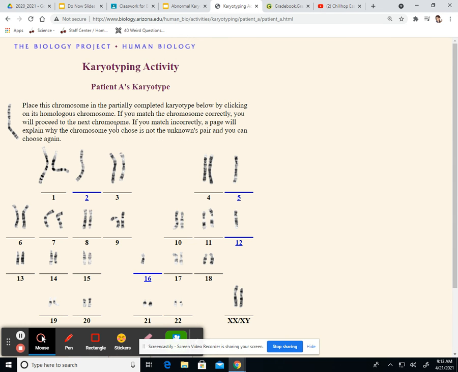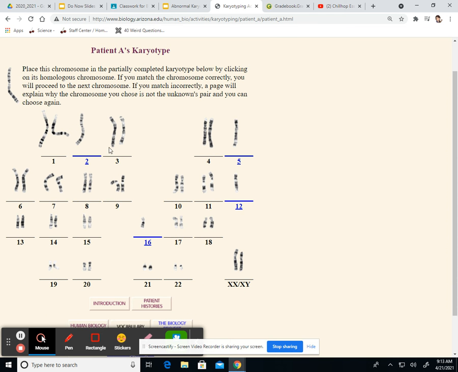What this is asking you to do is complete this patient's karyotype. So you have a partially completed karyotype down here, and you have a chromosome here. You are going to find its homologous match. You will notice that only a few options are highlighted in blue. They're the ones that you're picking from. So remember, we're looking for similar length, banding pattern, and centromere position to match up homologous chromosomes.